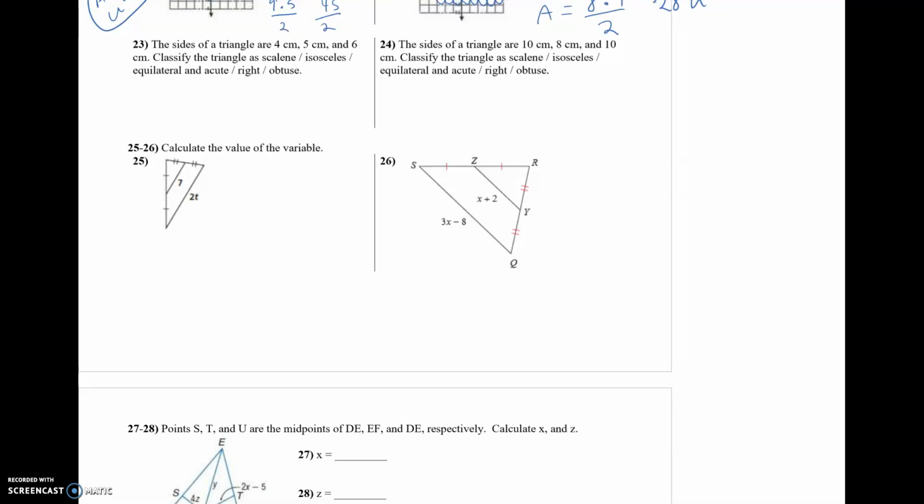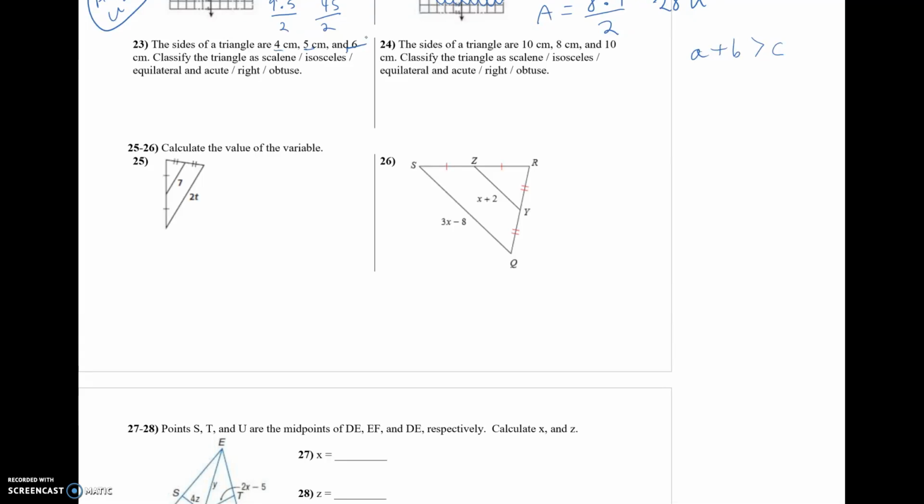Alright, we're going to look at the bottom 4 questions on the second page of the study guide. So in 23 and 24, we're classifying triangles. Just a note here, you should always check first to make sure that the 3 sides you're given make a triangle. So in your head, just run those numbers. Is 4 plus 5 greater than 6? And we know it is because 9 is greater than 6.